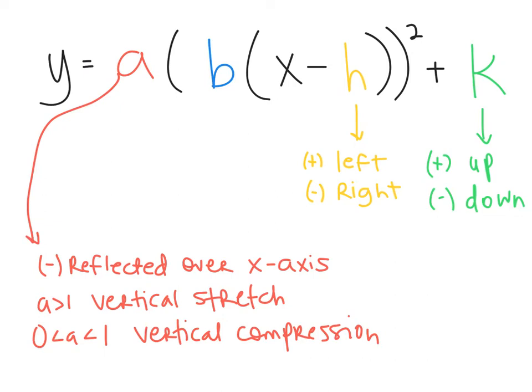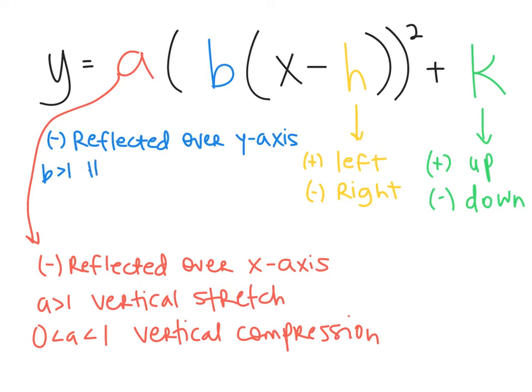The b value is going to be the same, but opposite. So the b value has a positive and negative, and if it's a positive, we don't need to write anything, but if it does have a negative, then we're going to say that it's reflected over not the x-axis, but the y-axis.